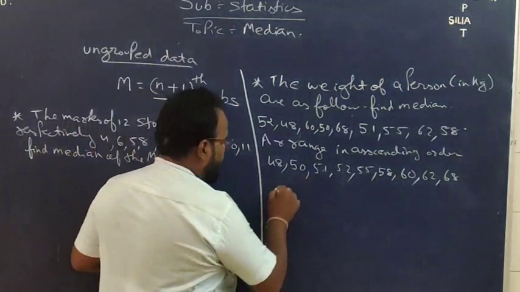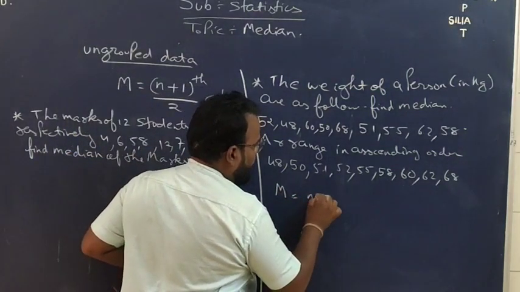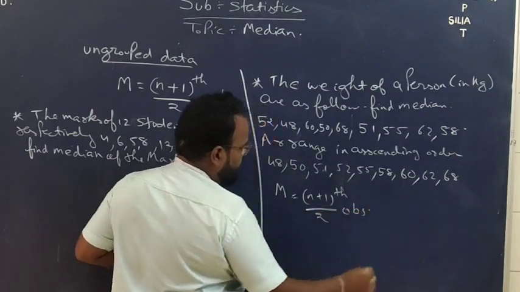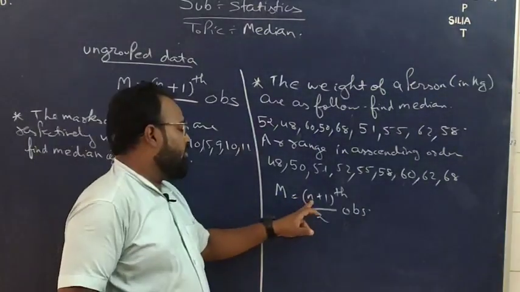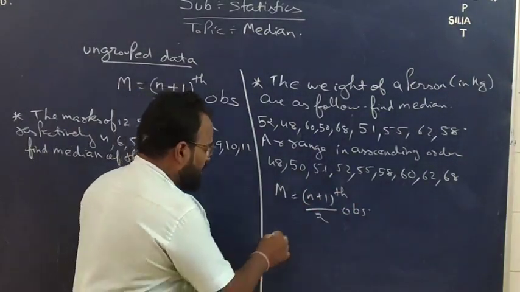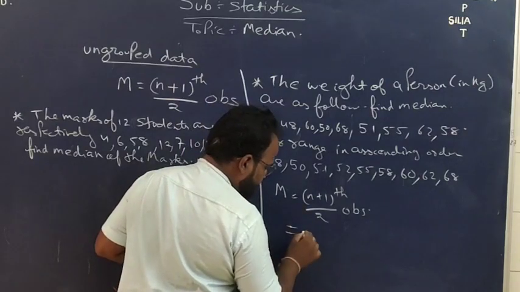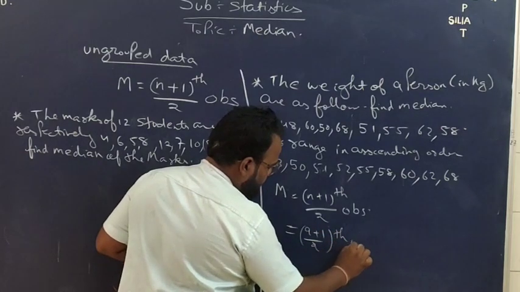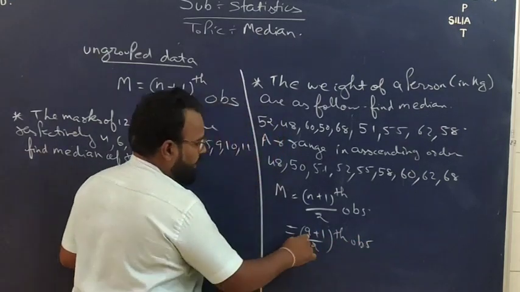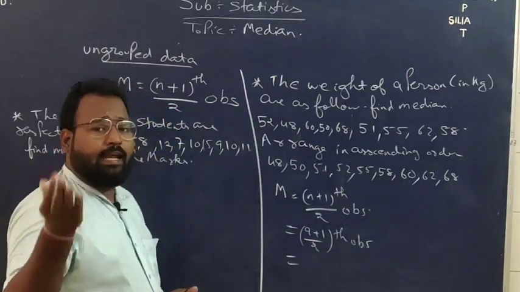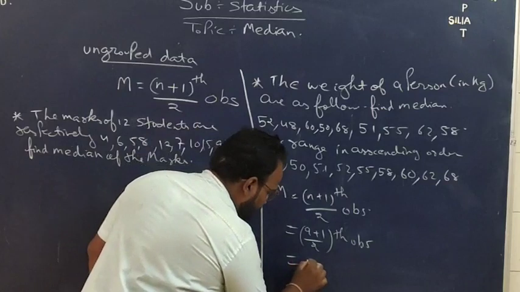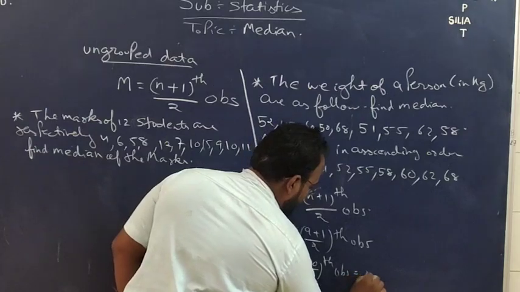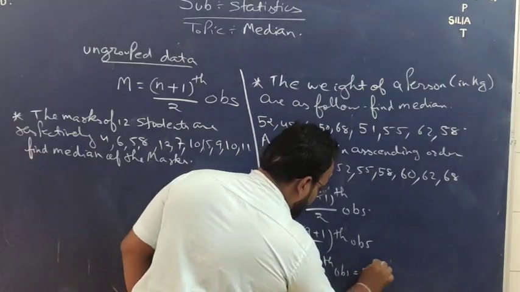As you can see, the formula is M equals n plus 1 upon 2 observation. So students, here n equals the number of observations, that is 9. Let us write 9 plus 1 divided by 2 observation. 9 plus 1 is 10, 10 divided by 2 is 5. So the median is the 5th observation. We got the answer.